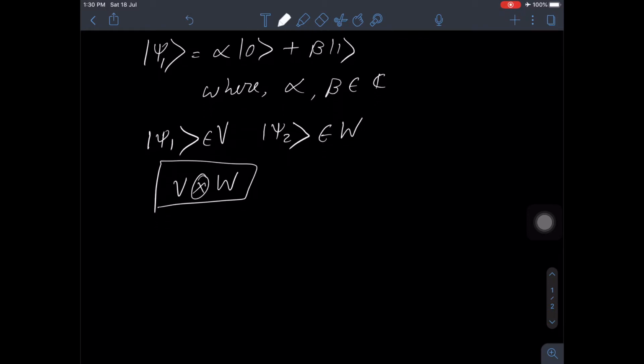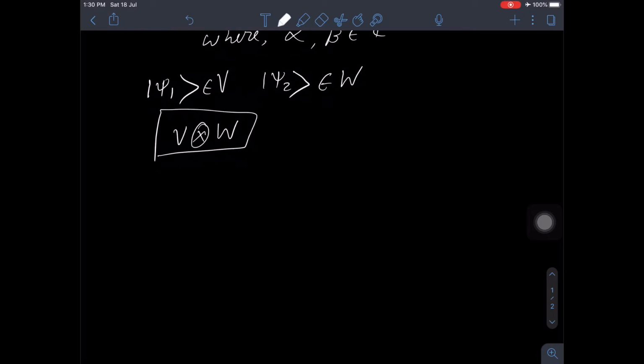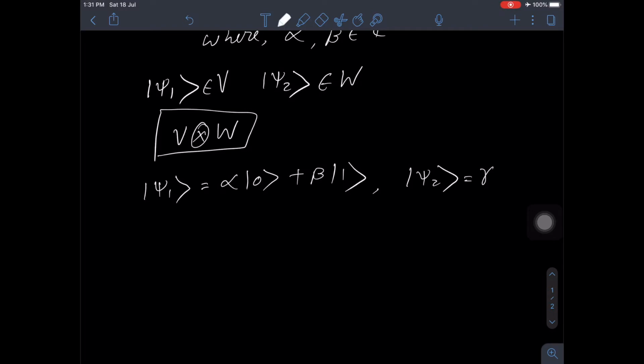All right, so let's try to understand the trivial example first. Let's try to understand the system with 2 qubits, and then we can easily generalize to n qubits. So first, let's say that my psi 1 is equal to alpha 0 plus beta 1, and my psi 2 is equal to, let's say, gamma 0 plus delta 1.